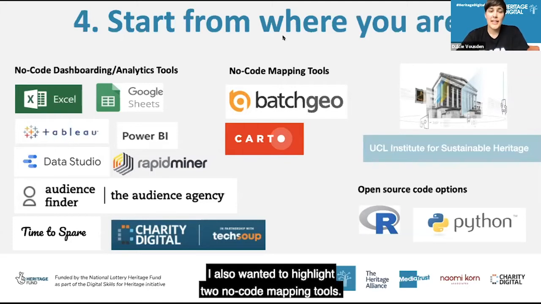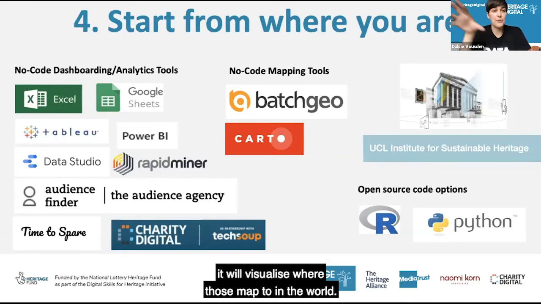I also wanted to highlight two no-code mapping tools. So BatchGeo is really useful. It allows you to basically drag in an Excel sheet, and if you have postcode or geographical information, it will visualize where those map to in the world.